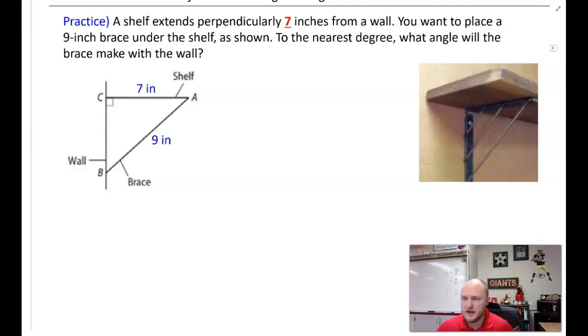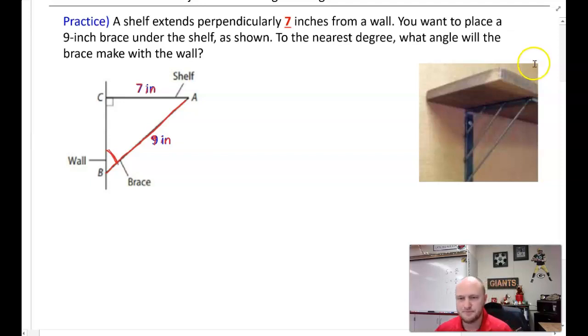Okay, hopefully you went ahead and tried to solve this one. They say a shelf extends perpendicularly 7 inches, so this distance here is 7 inches. And then you would want to place a 9-inch brace under the shelf. So this distance here is 9 inches. Okay, they say to the nearest degree, what angle will the brace make with the wall? Brace is here, wall is here, that's this angle.